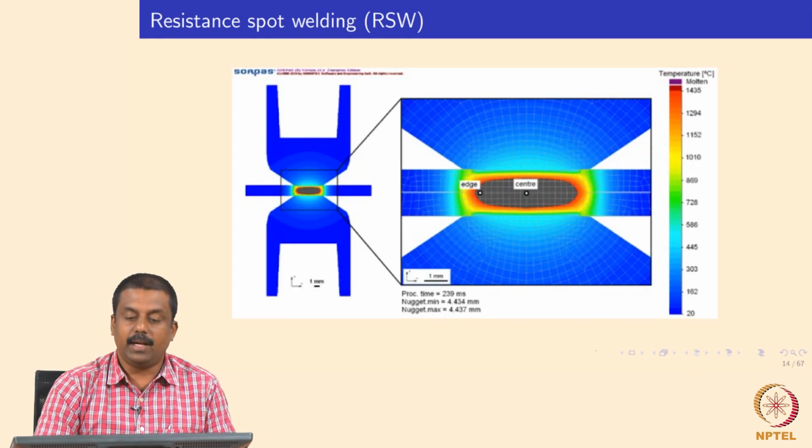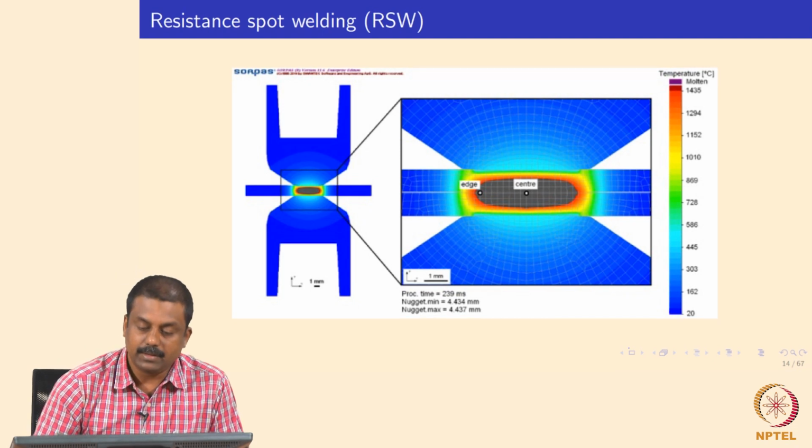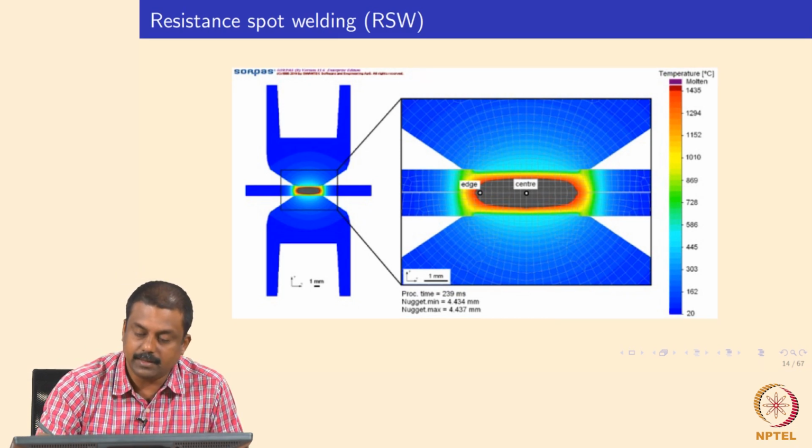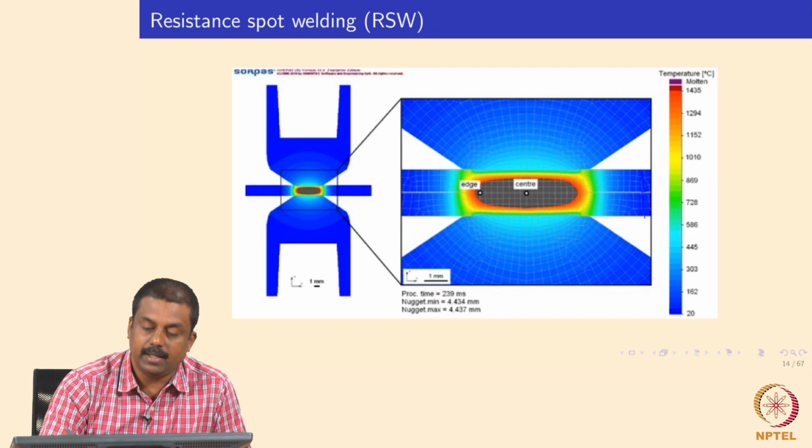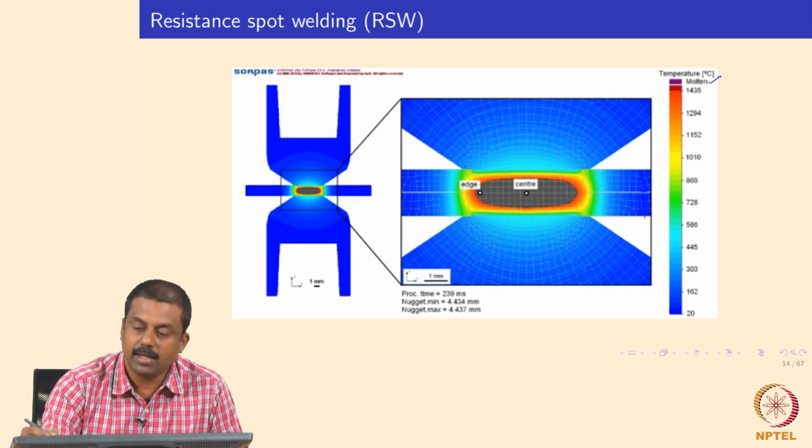So this slide shows the typical temperature evolution during resistance spot welding when the current is at I max, the peak current. The sheet thickness is roughly 1 millimeter, and you are applying a current. So you see the typical distribution of the temperature. Here the dark region denotes the molten material, where the temperature is higher than 1500 degrees centigrade in this case.